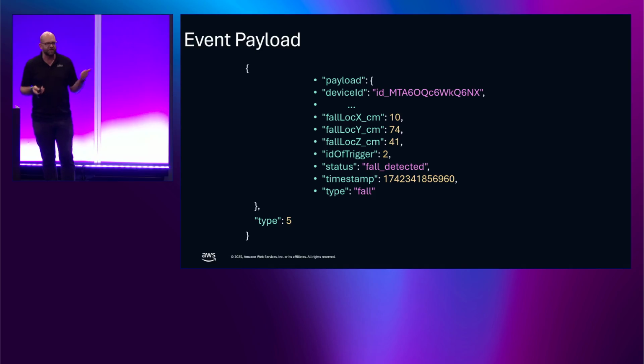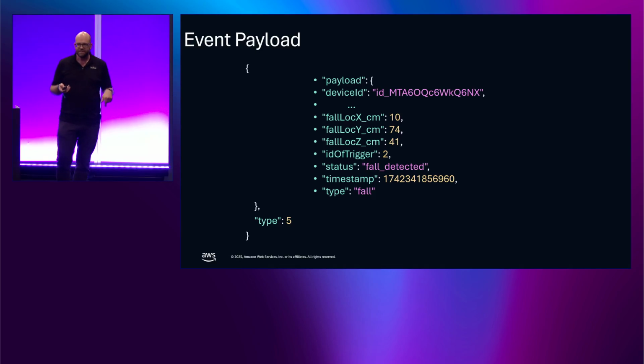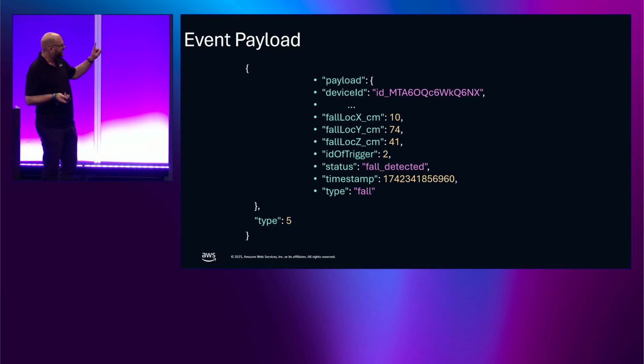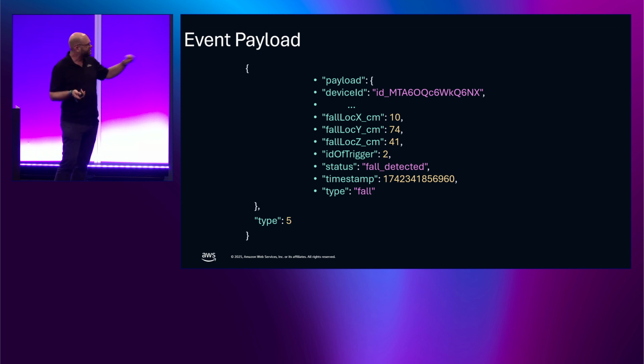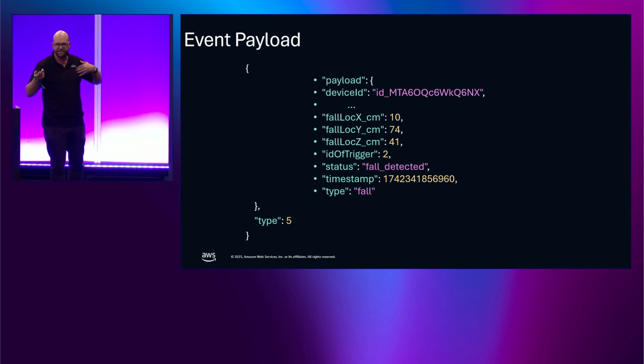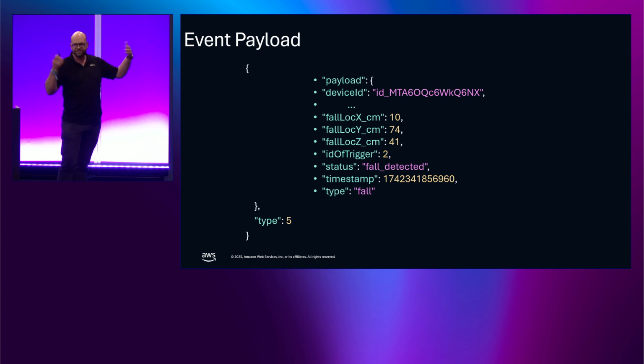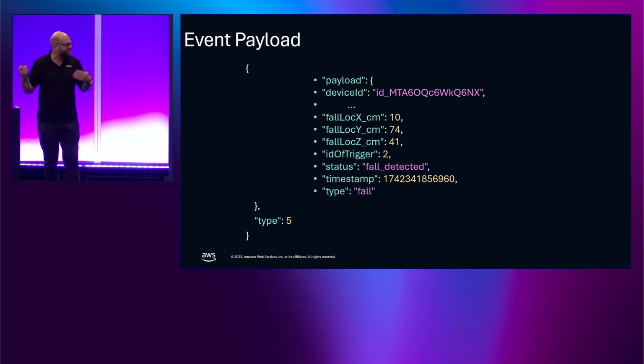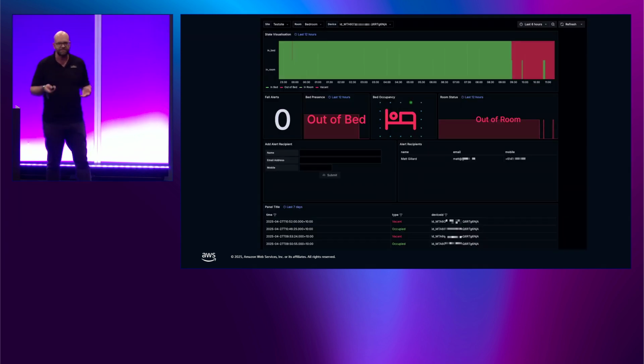An event payload looks like that without the bullet points. Bit of a technical error there. You have a device ID, you have a location in the room. I said XY coordinates and Z, that's them in relation to the device. You get an event name, what was the event, the time it happened, and the type of event.